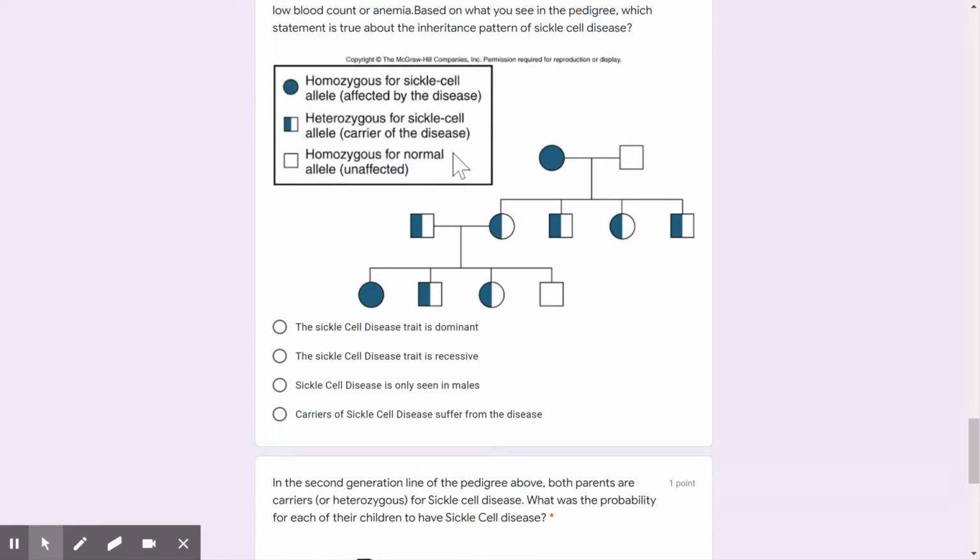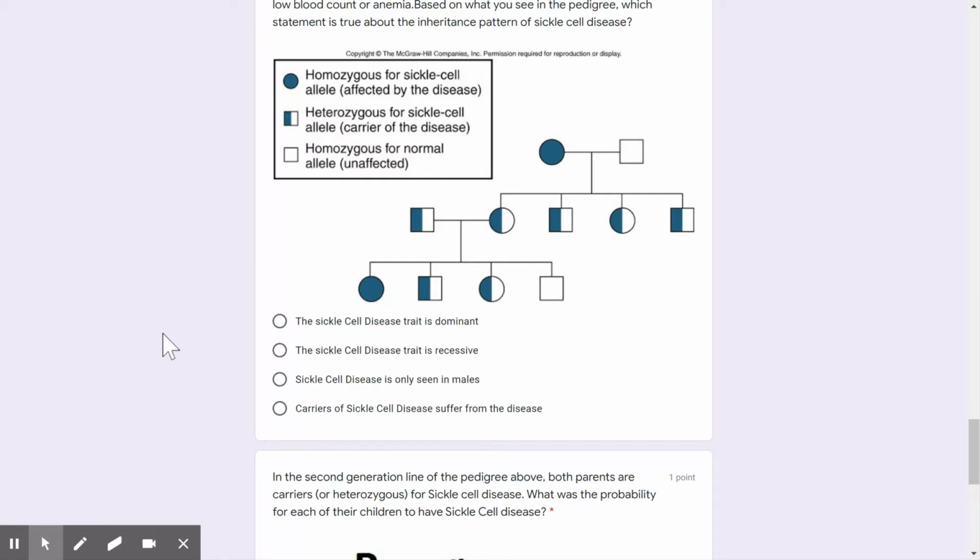So, looking at this box, the key, it says homozygous for sickle cell allele, affected by the disease. It's the circle that's filled in. We have heterozygous for sickle cell allele, carrier of the disease. We have a square, half filled in, half blank. And then we have a square not filled in, and it's the homozygous for normal allele, unaffected.